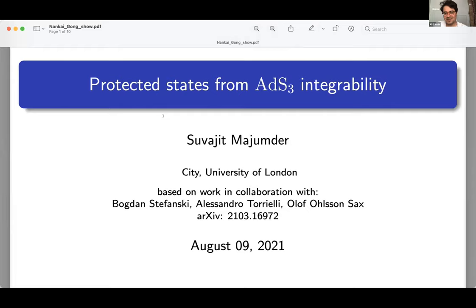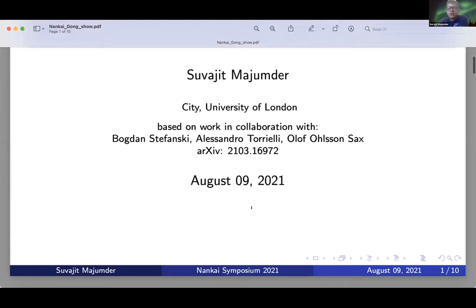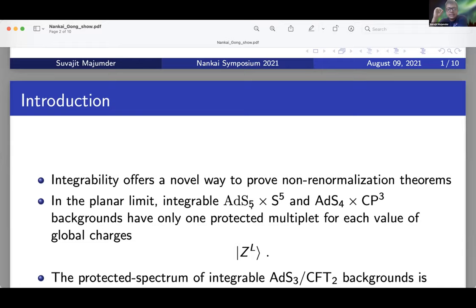Hi, everyone. Thanks for this opportunity to speak about some work that I did recently with my supervisor, Bogdan, and some other collaborators. So the problem we were looking at is how to compute protected states, which are very special states in the context of AdS/CFT. Now, why do we bother about such questions? Because it's very difficult to pin down the AdS/CFT duality. And one of the key things that one uses to make this duality precise, or at least the dictionary precise, is to use these protected states, because these are states for which physical properties, or quantities, remain invariant under the RG flow.